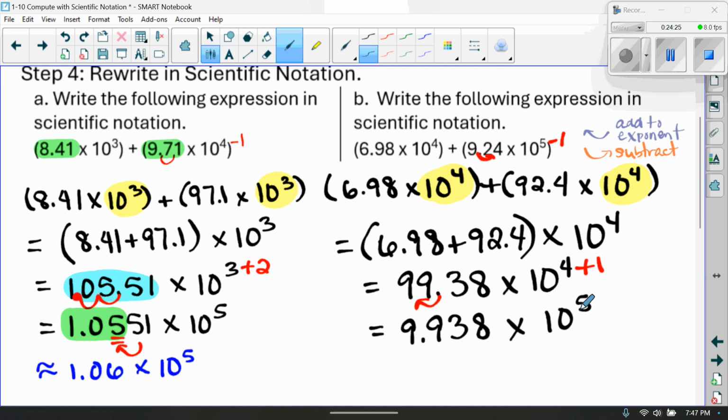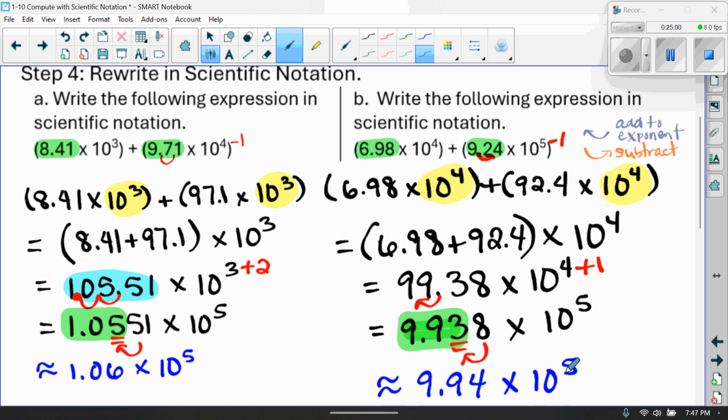And now I want to check my significant digits. Okay, so you can see here that we have 3 here and 3 there. So that means we need 3 significant figures in our answer. So we're going to round to the nearest hundredth again. So that 8 tells us we want to round up. So my final answer here is 9.94 times 10 to the 5th power.